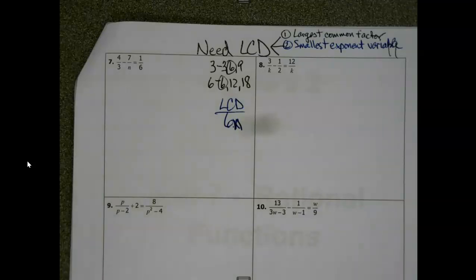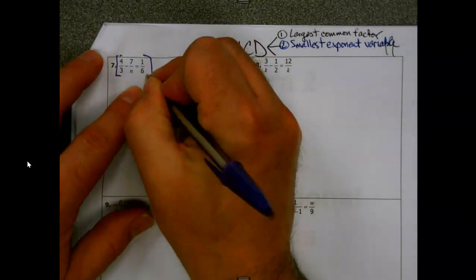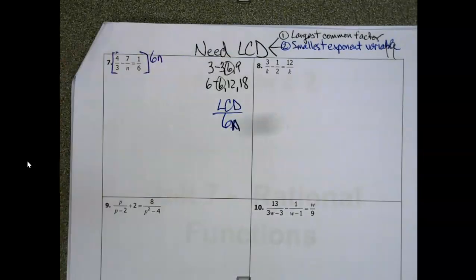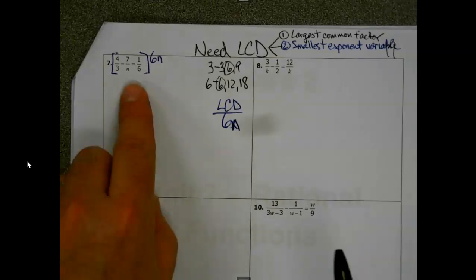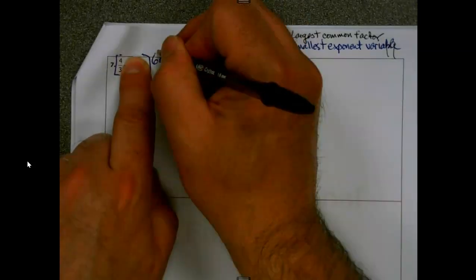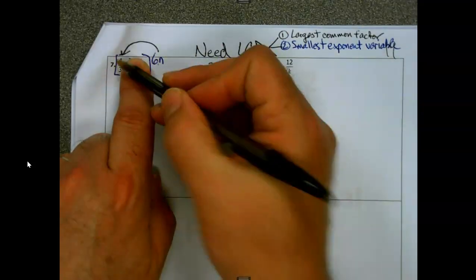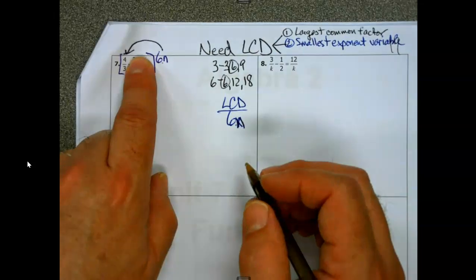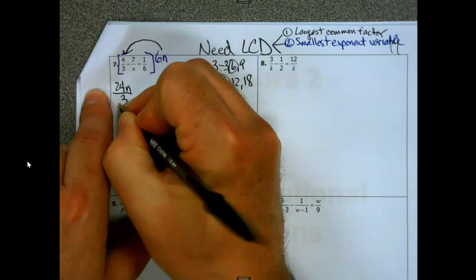So here's how that's going to work. You're like, are we going to have to build fractions? No, we're not. This is going to make all the fractions go away, actually. So here's how this works. We're going to multiply everything by 6n. So if I start to distribute, you're going to multiply 6n by whatever's on top. So 6n times 4 would be 24n over 3.